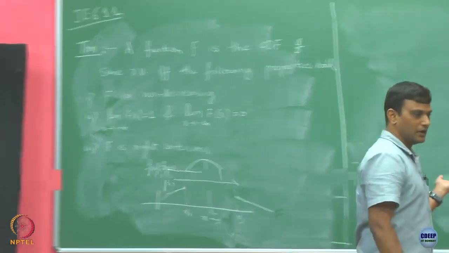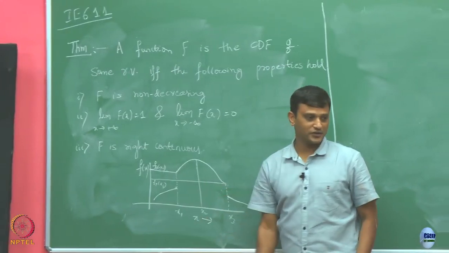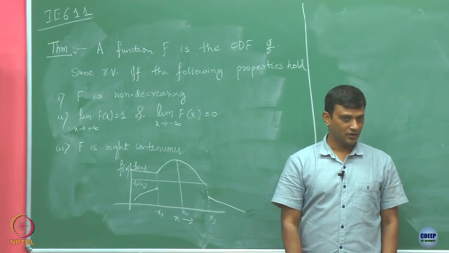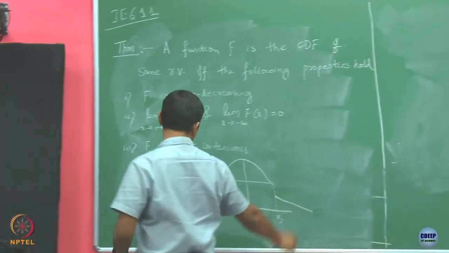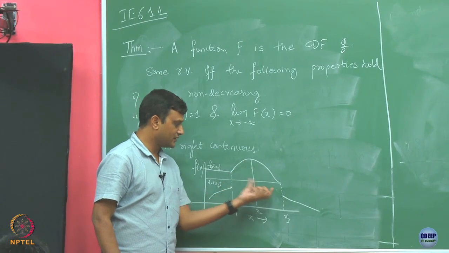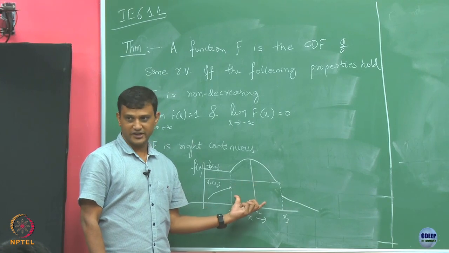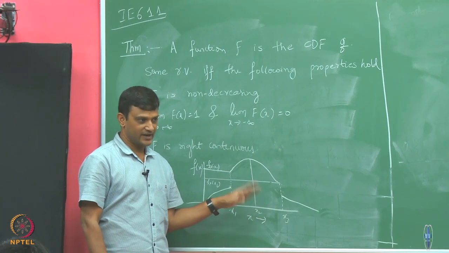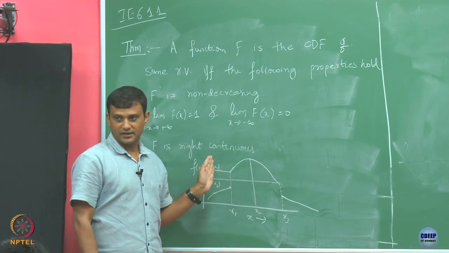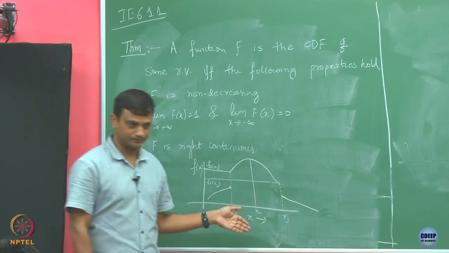Our claim is that the CDF happens to be right continuous at all points. See this function here, whatever I have drawn, it is continuous in this interval, everywhere. What are the two points of discontinuity here? x1 and x2. And x1 and x2 are kind of partially continuous: at x1 it is right continuous, at the other point it is left continuous.